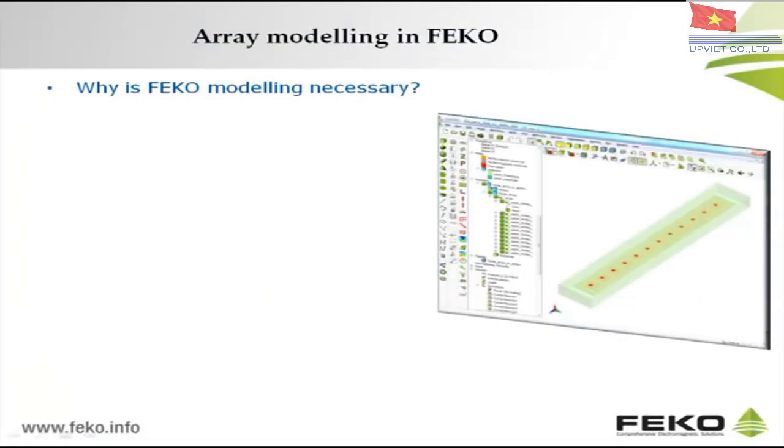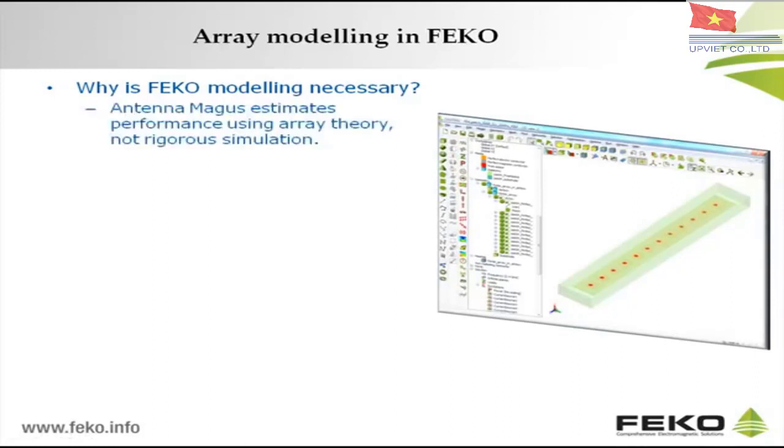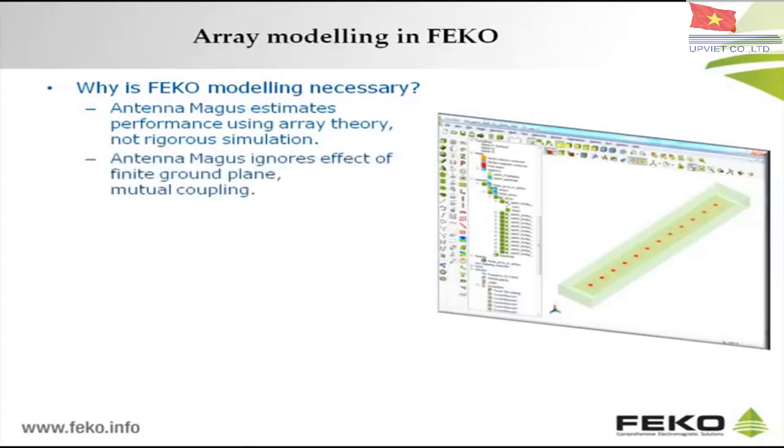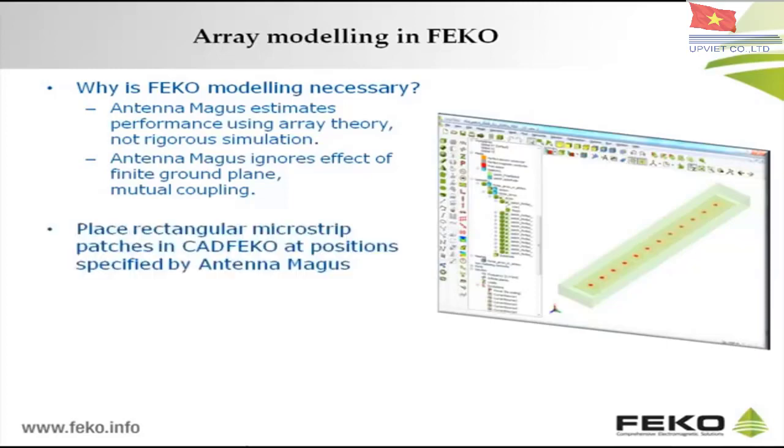Before we model the array in FEKO, let us first answer the question, why is FEKO modeling necessary? Antenna Magus estimates antenna performance using array theory and not rigorous simulation methods. Antenna Magus thus ignores effects that may be important to the final antenna, including the effects of a finite ground plane and mutual coupling. A FEKO model will model all of these effects accurately, and if its answers compare favorably with the predictions of Antenna Magus, this will provide us with confidence that the eventual implementation will satisfy our requirements.